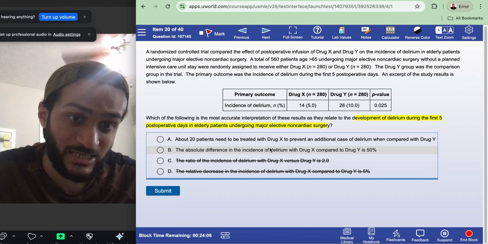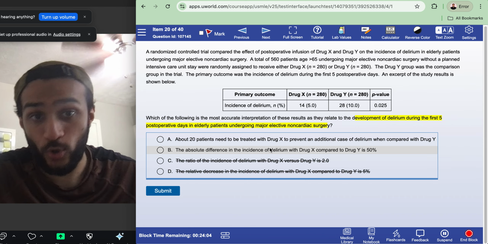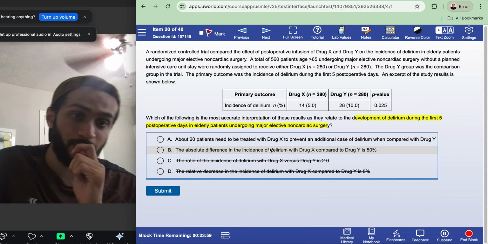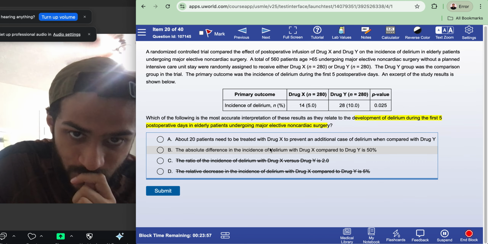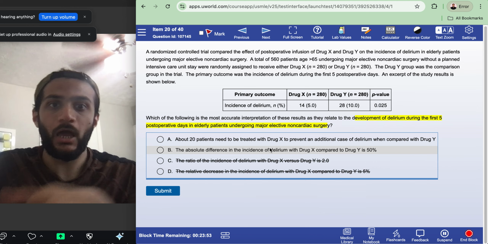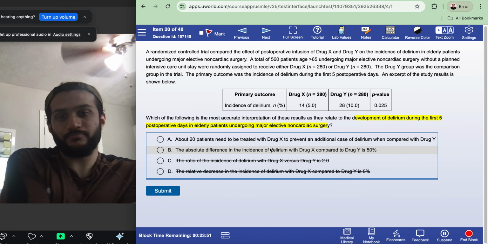Okay, absolute difference in incidence, about 20 patients need to be treated with drug X to prevent an additional case of delirium compared with drug Y. That's also a very plausible answer. We have to think about this properly. It can be either or. So drug Y was the placebo, you can say. Drug X was our main drug we're thinking about over here.